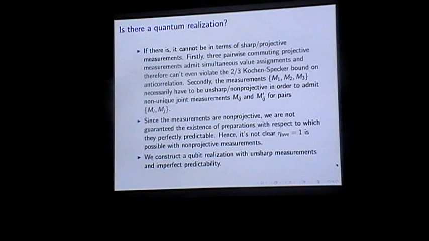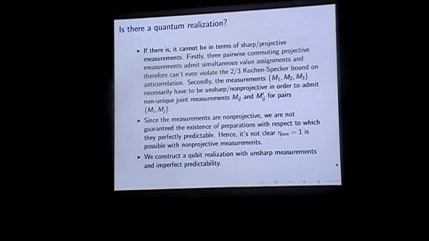Thirdly, since the measurements are non-projective, we are not guaranteed the existence of preparations with respect to which they are perfectly predictable. For projective measurements you're guaranteed that, because you can always pick an eigenstate and then it's perfectly predictable, either 1 or 0. So it's not clear that eta average will be 1 with non-projective measurements. And so what we construct is a qubit realization with unsharp measurements, and the predictability is imperfect.